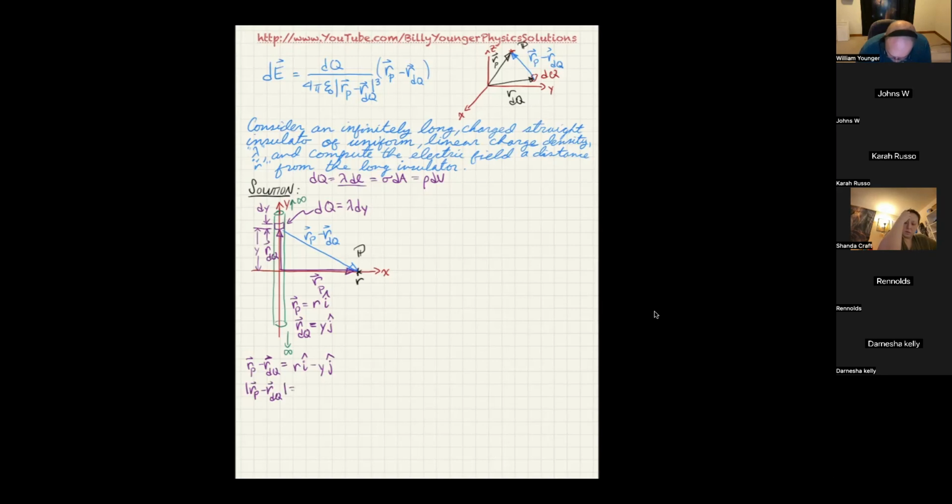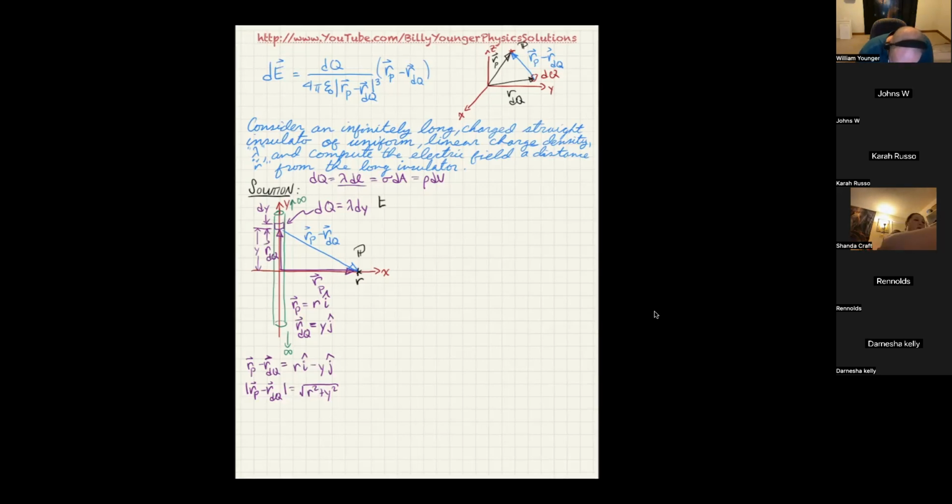is actually equal to, notice it's a right triangle. The horizontal leg has a length r and the vertical leg has a length y. So it should be the square root of r squared plus y squared is the magnitude. We've also gotten dq figured out to be lambda dy. And we were given lambda, so that's a quantity we know. So we can now proceed to work out what exactly is E.